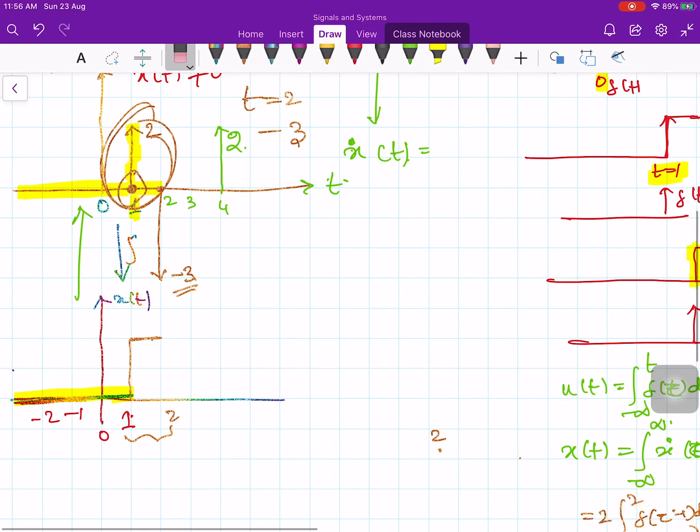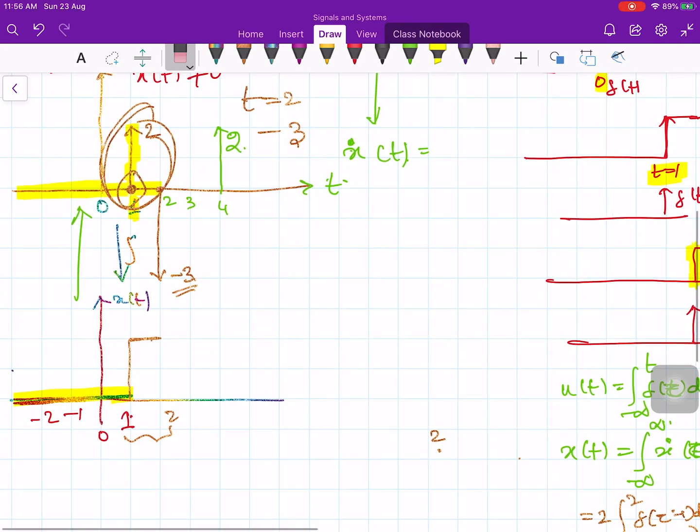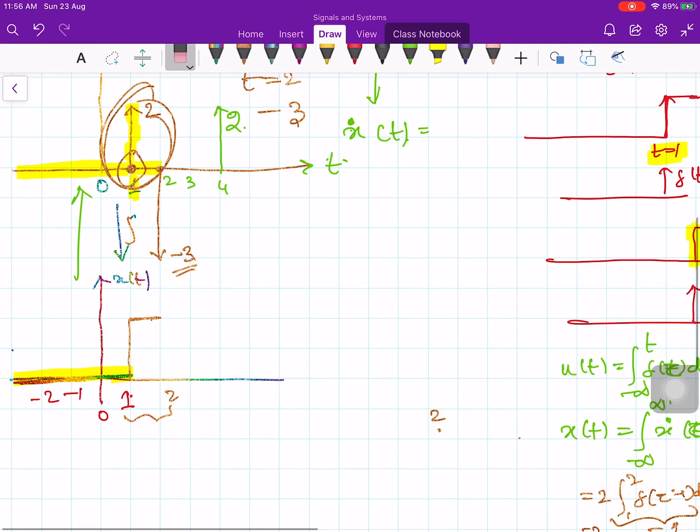So the first integral leads to the area of 2 units. Now if I consider 2 to 4, where t lies between 2 and 4, in this interval you have this impulse of the strength of minus 3.